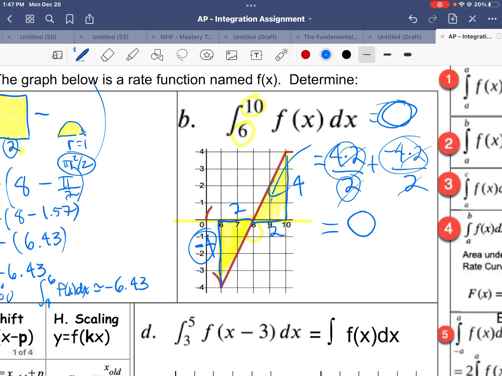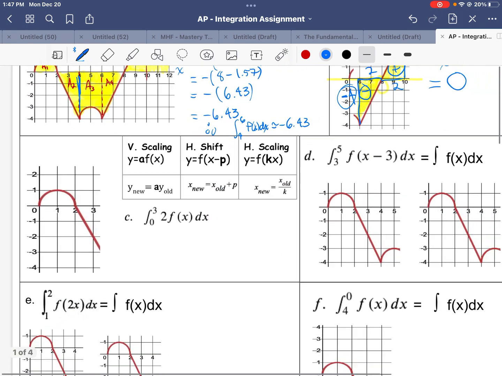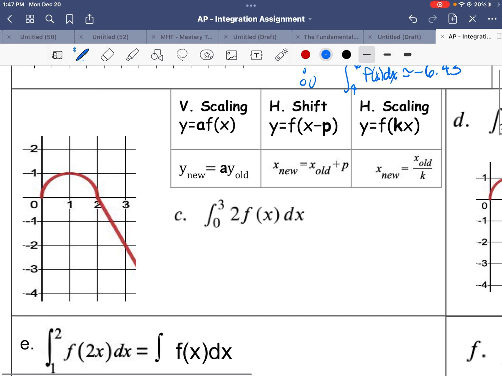Okay, because this is a positive area, this is a negative area of the same size. Now we're going to do a little bit of work on transformations. This is a review from grade 11, and we've done a little bit of this in class this year. So we're going to talk about vertical scaling, horizontal shifts, and horizontal scaling.